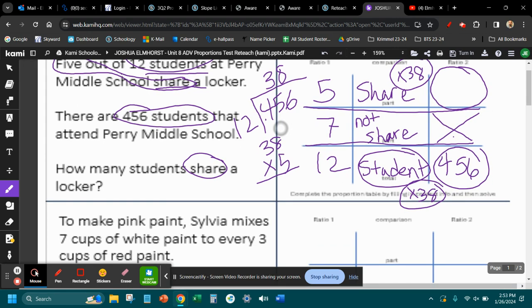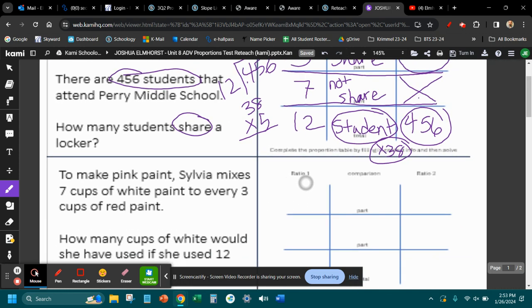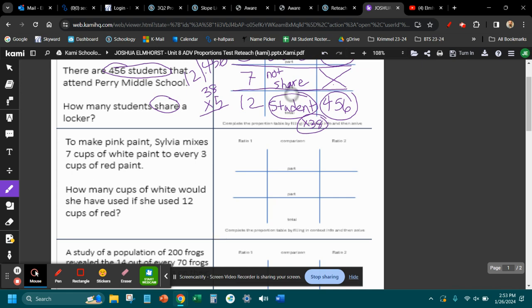Okay. Do not blurt anything out. Multiply that out. I'm not covering that right now. The part of this reteach is going through setting up how to use the proportions table and how to solve. You're going to solve them all at the end.